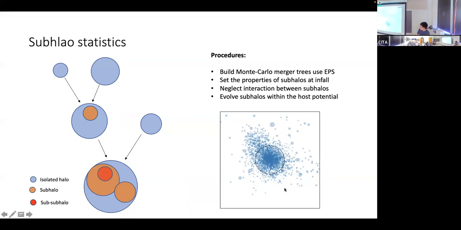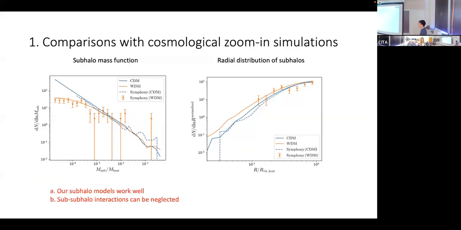And on the right panel plot here, I show one example of the output of the semi-analytic model. Here we have a bunch of subhalos, and we can model the spatial distribution of the subhalos, the bound mass of the subhalos, and the density profile of the subhalos. And then the question is whether this prediction is consistent with real cosmological simulations. So here I compare our model prediction with some cosmological zoom-in simulations from the Symphony simulations.